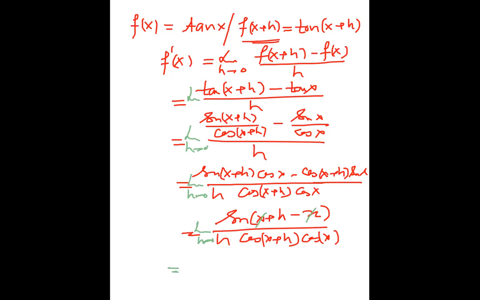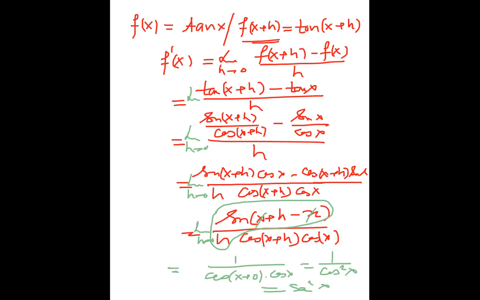Now see, sin h upon h is 1, and cos(x+0) into cos x gives 1 upon cos square x, or sec square x. So the differentiation of tan x is sec square x. The derivative of tan x is sec square x.